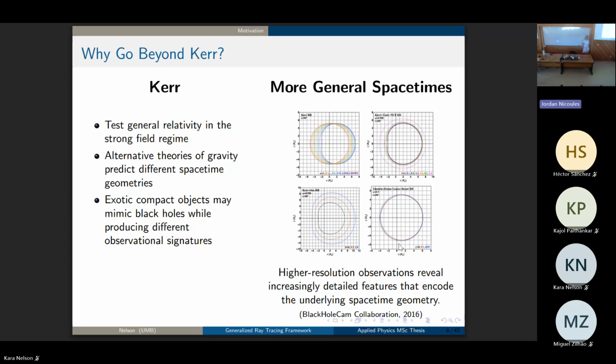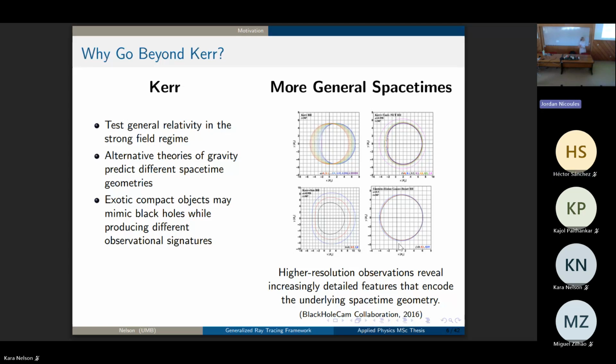Testing these more general spacetimes, we get an idea of the black hole that we're looking at and the spacetime that it lives in, and this lets us test whether we're correct with general relativity. And we can also test alternative theories. And then different spacetimes are going to produce different observables, right? So we need a way to quantify these observables and know what we're going to be expecting.